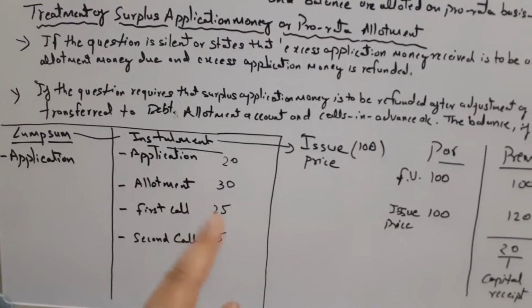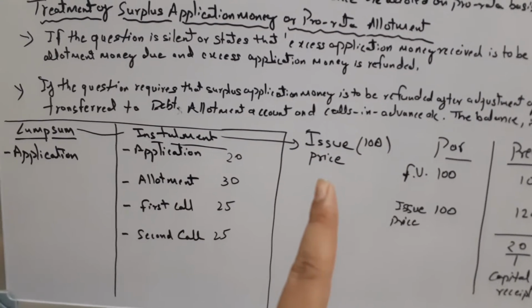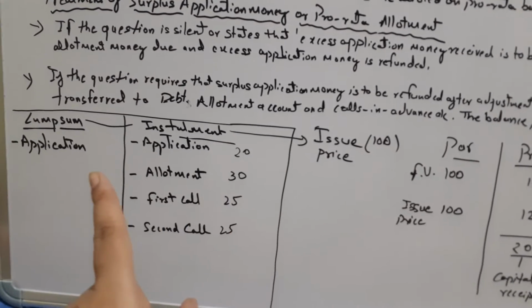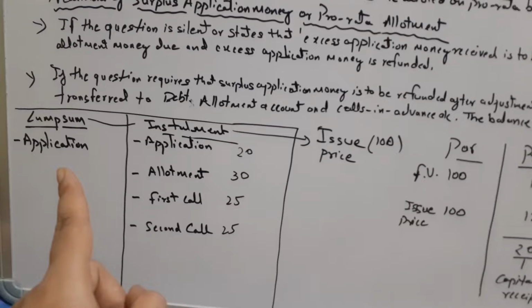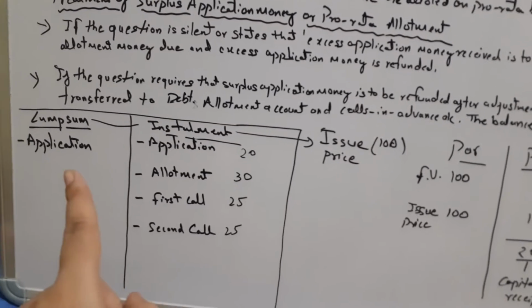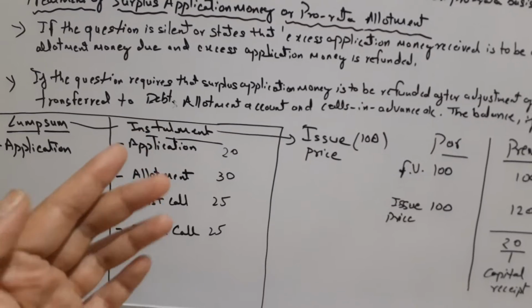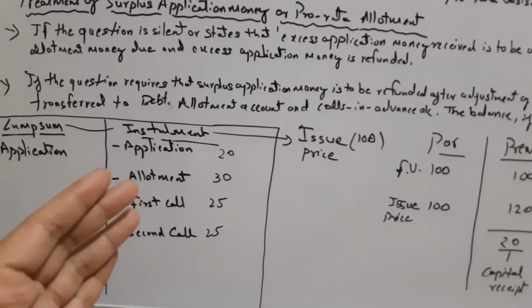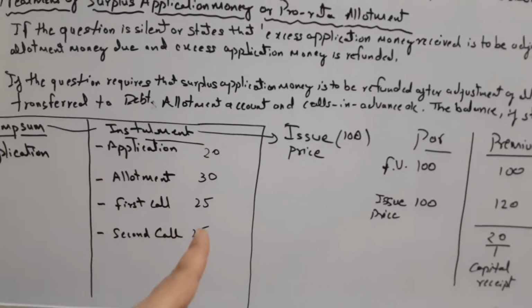The company issues 20,000 debentures with an issue price of 100 rupees. It is at the discretion of the company: either it can ask for the lump sum way, through applications only, where the entire amount will be asked, or by the installment way, where application, allotment, first call and second call will be called with these respective amounts.